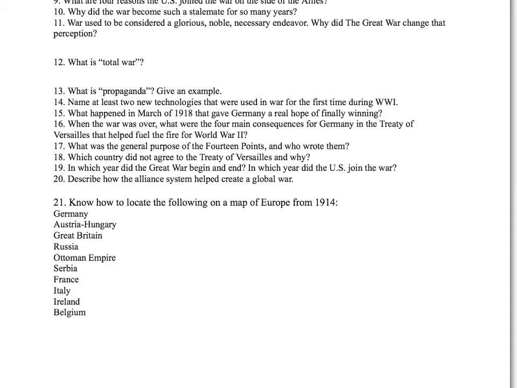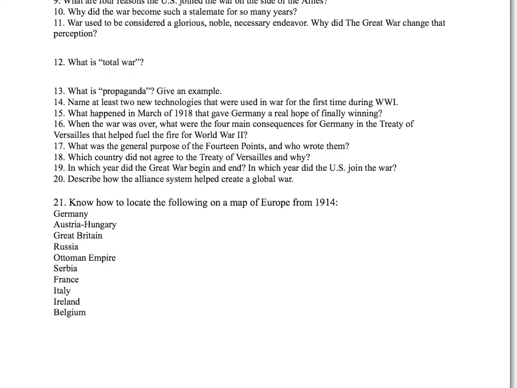17, what was the general purpose of the 14 points and who wrote them? Your book points out specifically what certain numbers do. Number 5 says this. The general purpose, though, is just to keep international peace. And that's fine for the test when you need to answer that. What's the main point of the 14 points? To keep international peace. And who wrote them? President Woodrow Wilson, the U.S. president at that time. So President Wilson will do.